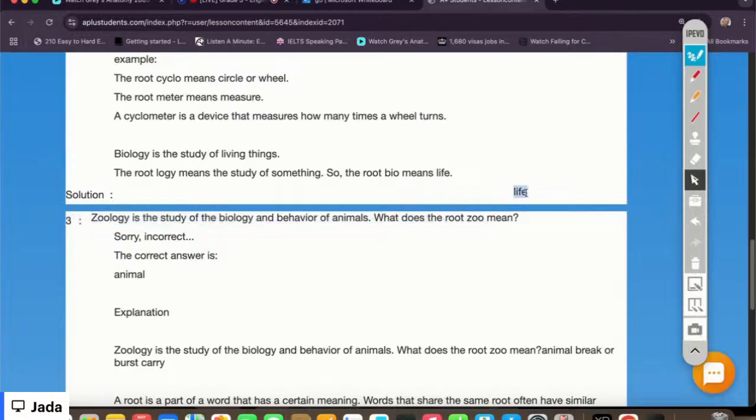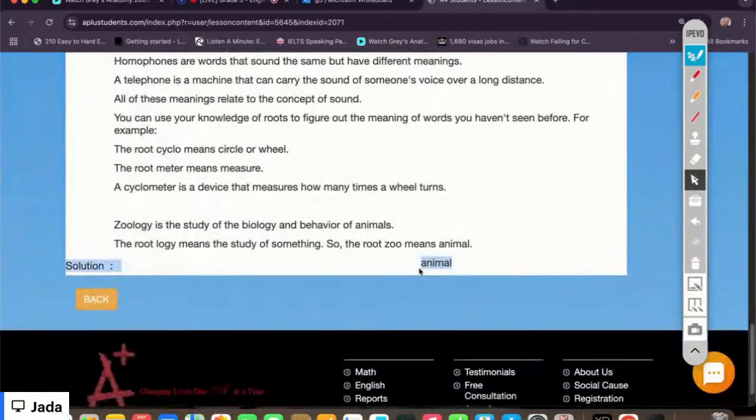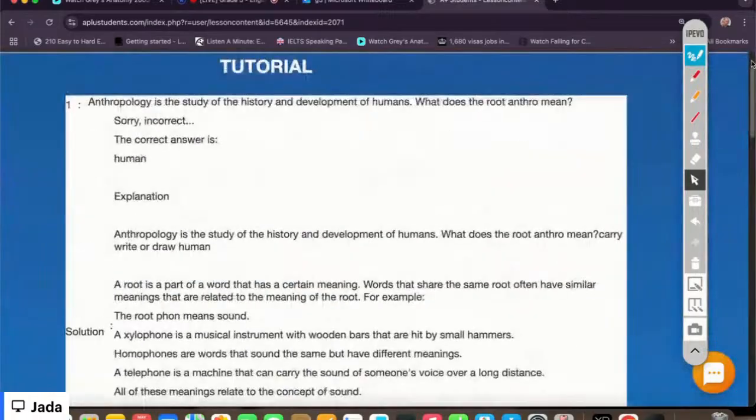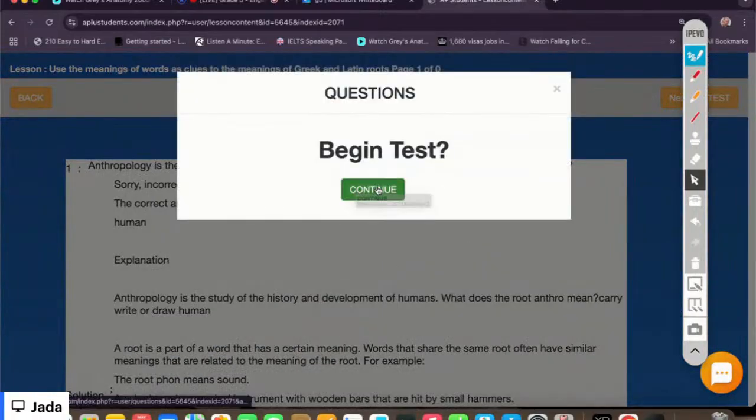Simply means life. Okay? Zoology is a study of the biology and behavior of animals. What does the root zoo mean? Animal. Right. We'll move to the test. Share your answers with me.